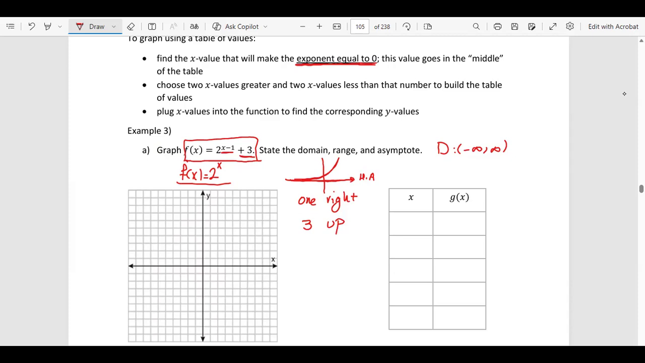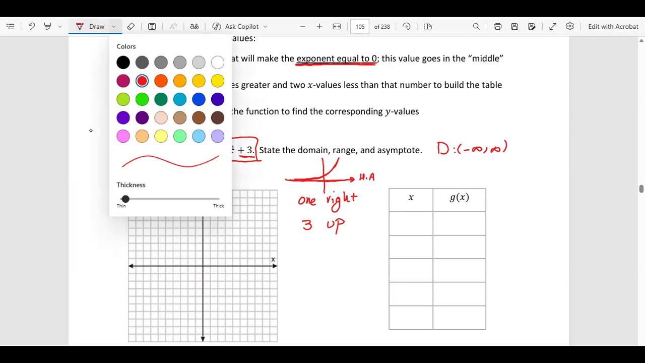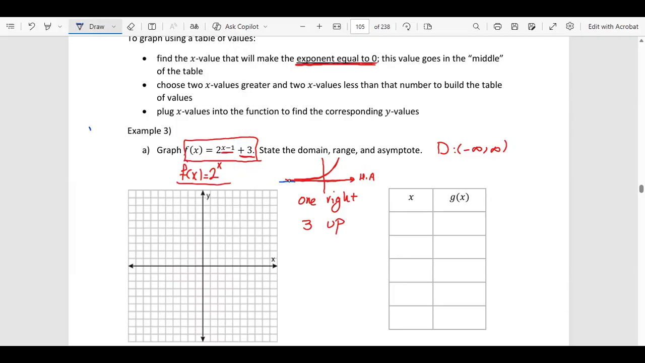The asymptote for all exponential functions is the x-axis, unless we have a vertical shift, because only a vertical shift moves this line up or down. A horizontal shift doesn't change this line, because a horizontal shift means going to the right or to the left, and since the horizontal asymptote goes from negative infinity to positive infinity, it doesn't change it. But if we have a vertical shift, it will shift it up or down.